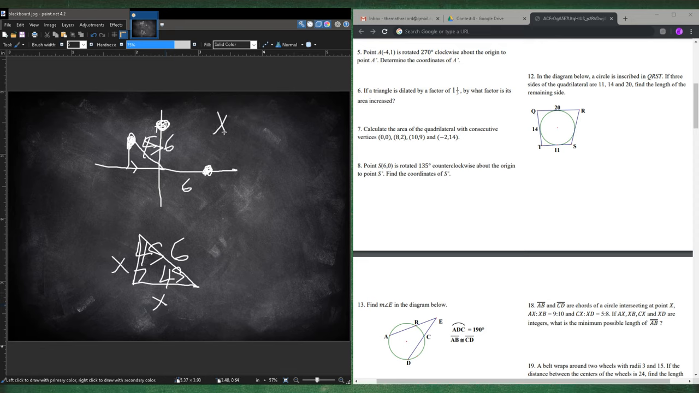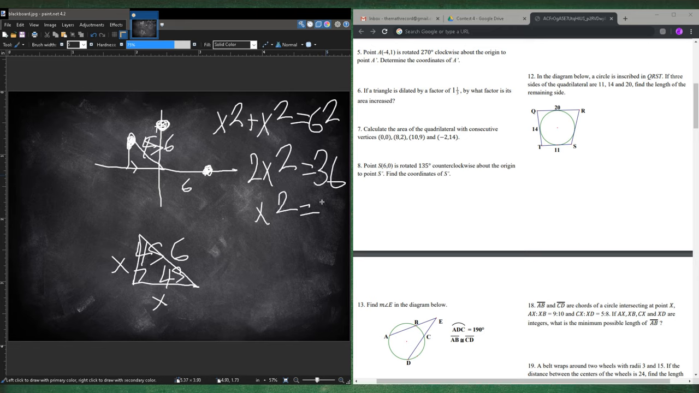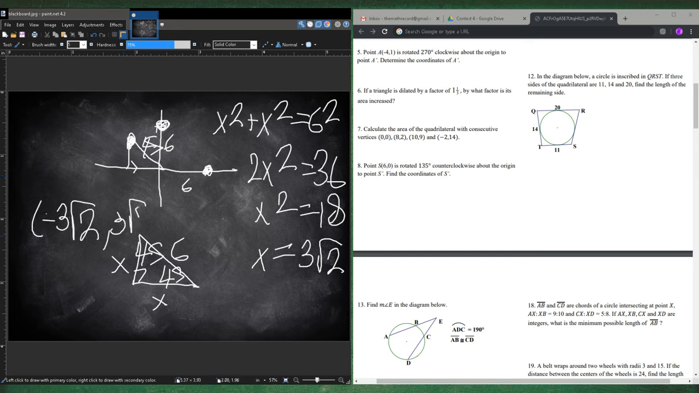So now you have x squared plus x squared is equal to 6 squared. So that's 2x squared is equal to 36. X squared is equal to 18. So x is equal to 3 square root 2. At the x coordinate right here, this is the second quadrant, so it's going to be a negative x and a positive y. So you've got negative 3 square root 2 and 3 square root 2 as your coordinate. So that's the answer for 8.